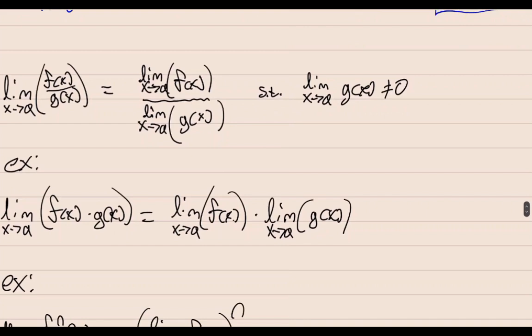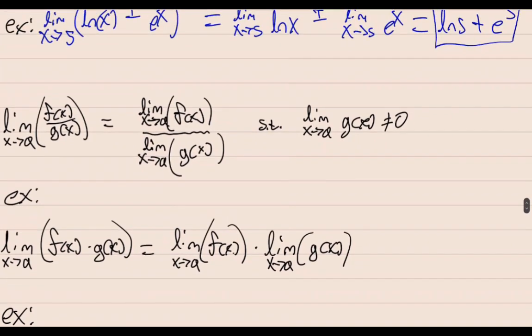All right, let's go and look at this quotient rule. We have the limit as x goes to a of the quotient of f and g is equal to the limit as x goes to a of f of x divided by the limit as x goes to a of g of x. And we need this extra bit of information that the limit as x goes to a of g of x cannot be 0, otherwise we would be dividing by 0.